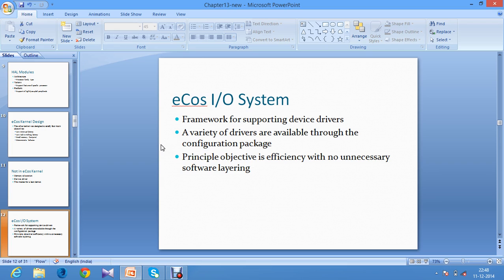The principal objective for the input-output system is efficiency with no unnecessary software layering or extraneous functionality. The device drivers provide necessary functions for input, output, buffering and device control. Device drivers and other higher layer software may be implemented directly on the HAL if this is appropriate. If specialized kernel type functions are needed, then the device driver is implemented using kernel APIs.